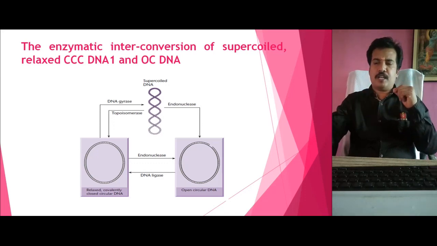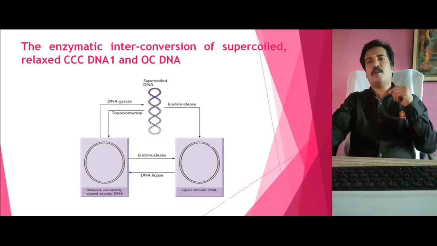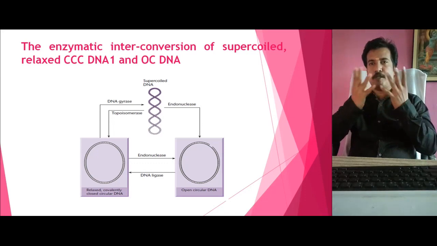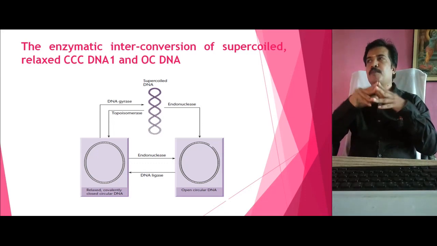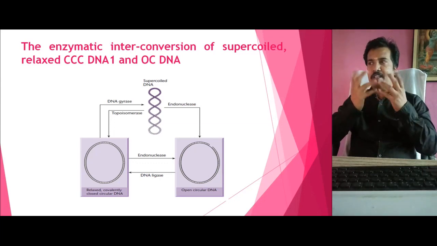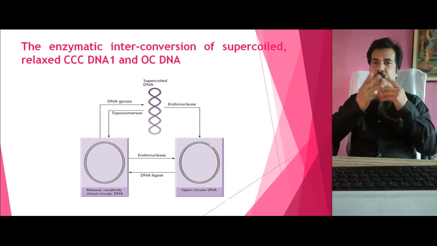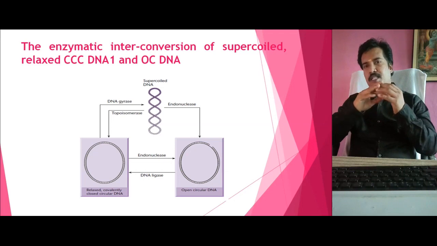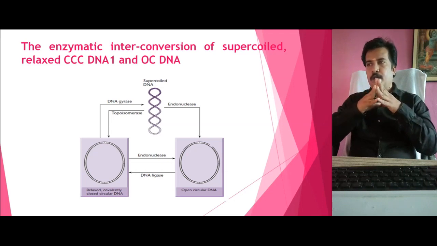Under some strain conditions, it can be converted to other forms. There are three possible forms of the plasmid. Once, it can be supercoiled, forming supercoiled DNA. Otherwise, it can be nicked by endonuclease activity to form open circular DNA. Then, with the help of DNA ligase, it can once again become covalently closed circular DNA.